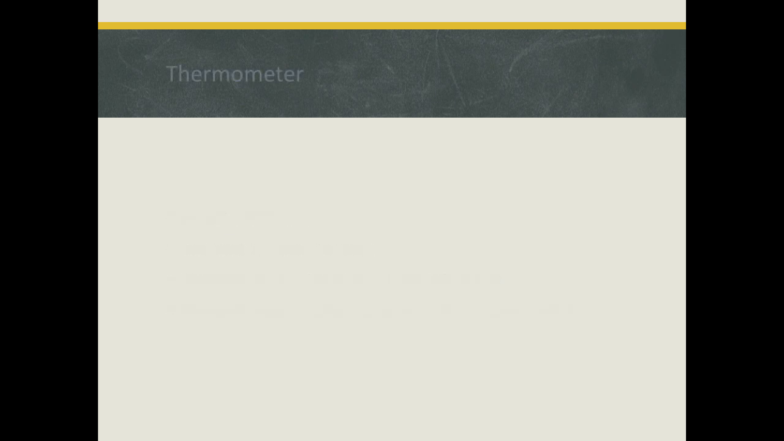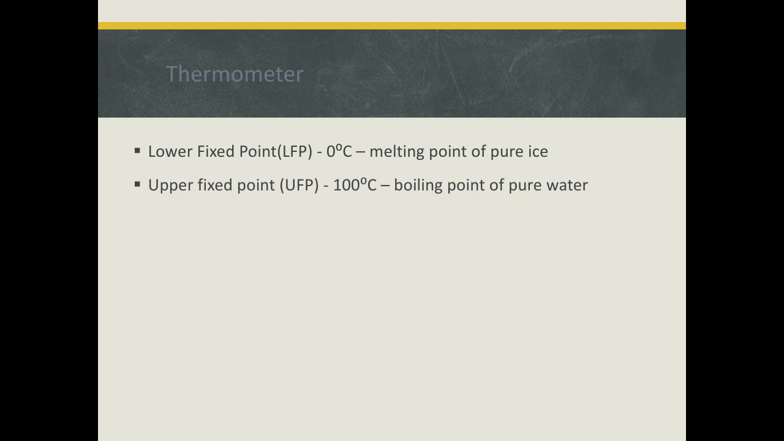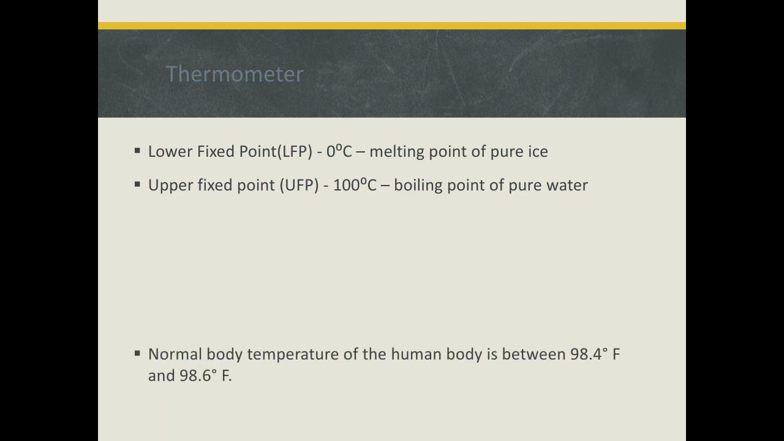So in a given thermometer, there will be two things: a lower fixed point and an upper fixed point. Usually the lower fixed point is 0 degrees Celsius and the upper fixed point is 100 degrees Celsius. The 0 degrees Celsius is the melting point of pure ice, and 100 degrees Celsius is the boiling point of pure water. And the human body temperature is between 98.4 degree Fahrenheit and 98.6 degree Fahrenheit.